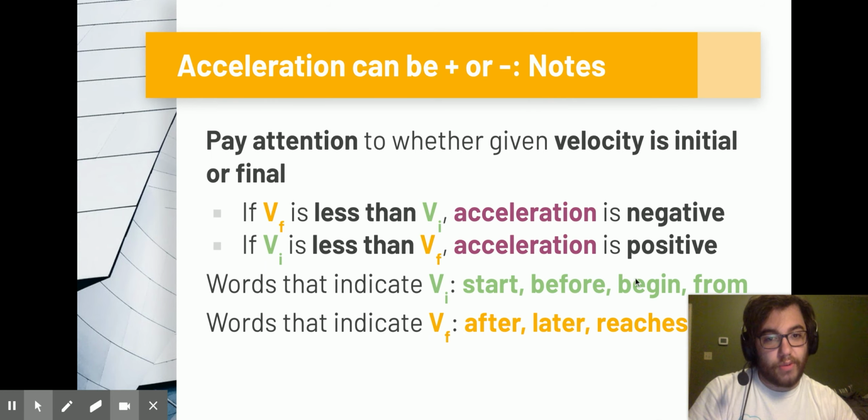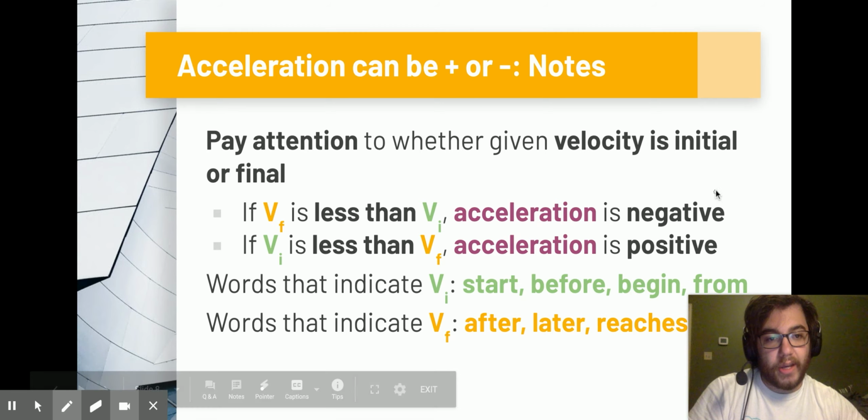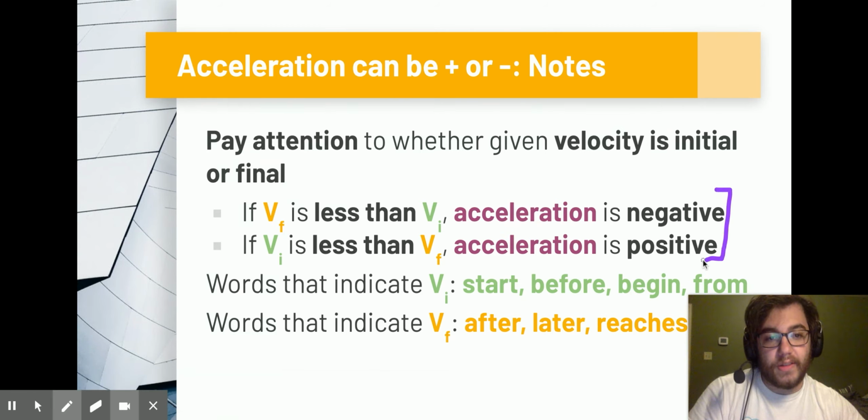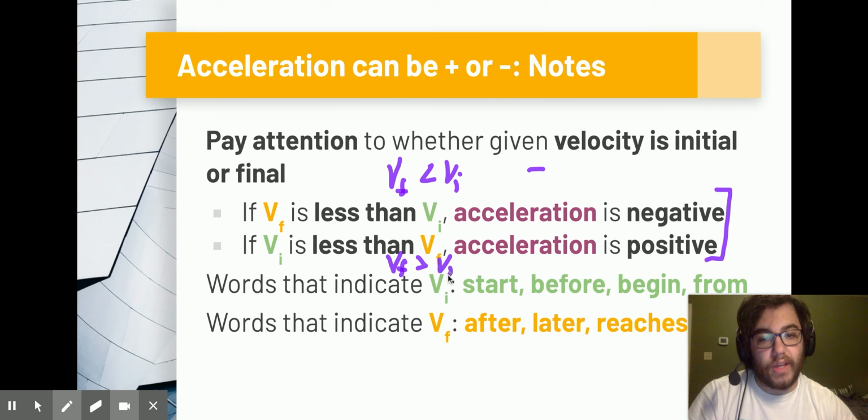And these are just some general rules that you can write down in your notebook. I think it's pretty self explanatory, but the idea is if VF is less than VI, acceleration is negative. So we basically just do VF less than VI, acceleration is negative. Whereas if VF is greater than VI, acceleration will be positive. Why is that, you're probably wondering?